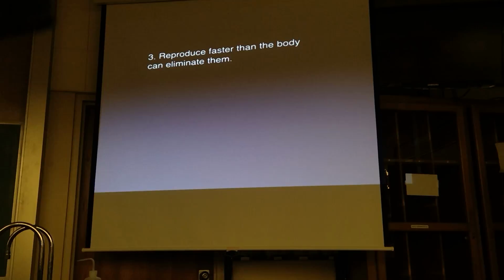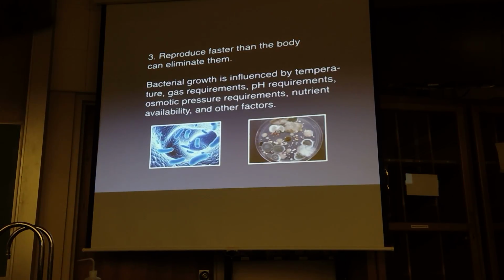You have phagocytic white blood cells that are trying to take these things out. You have other mechanisms to get rid of some pathogens, NK cells and so forth. And so if you can just keep the organisms, the pathogens, from reproducing long enough, then oftentimes you can avoid disease symptoms. So from a pathogen standpoint, you want to be able to grow faster than the body can get rid of you.